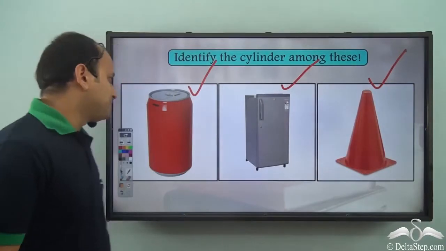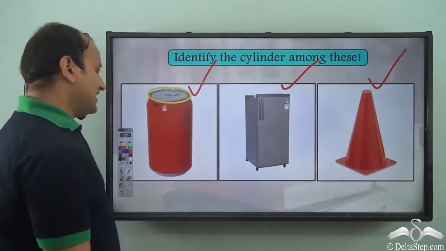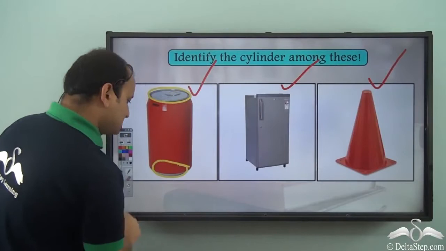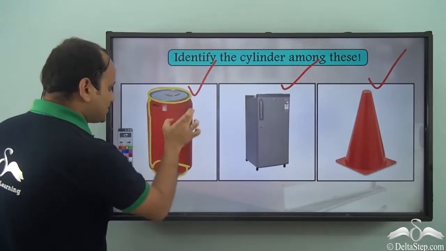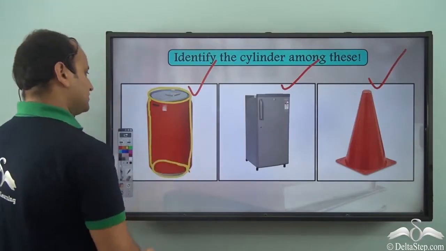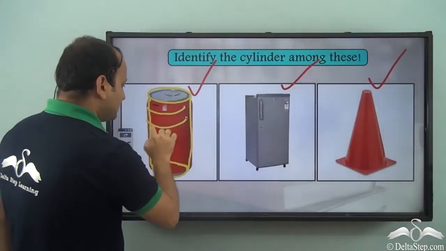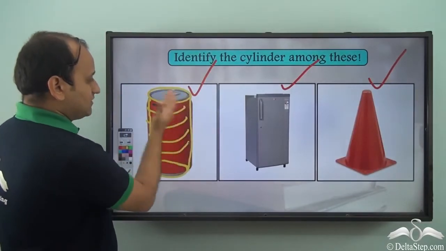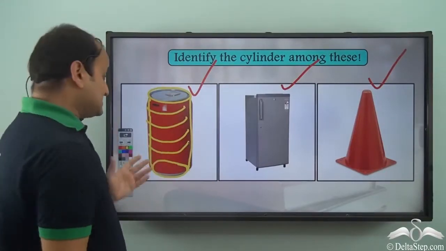Well, let's see. What do we have here? We have a can. Well, this side is circular. Even this is circular. And this area is stretched, which joins these two circles. And this is a curved surface again. So what do we have here? Well, this exactly is a cylinder, isn't it?